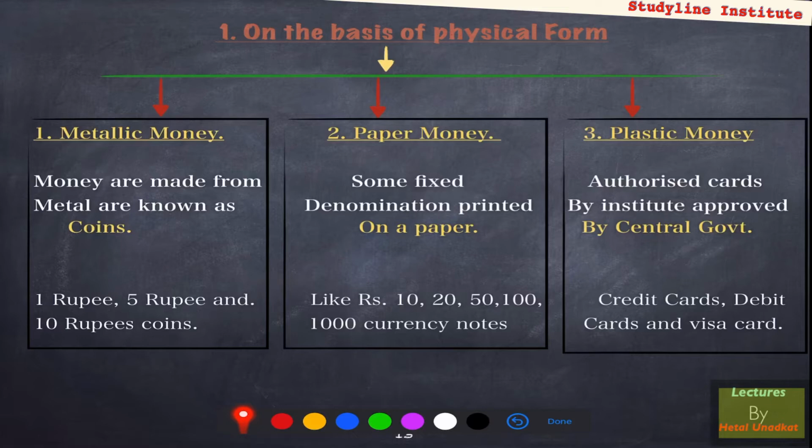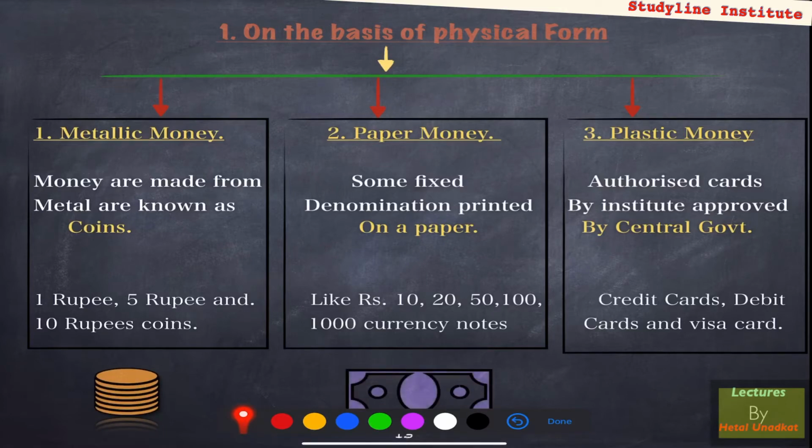And the third is plastic money. Plastic money means our credit card and debit card, which is given to us by the banking system. So these are the three types of money on the basis of physical form. The types are metallic money, paper money, and plastic money. These are the simplest and easiest ones.